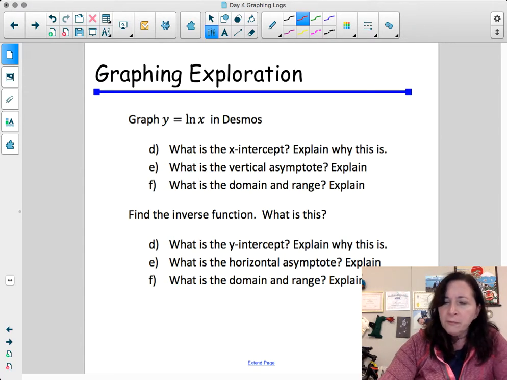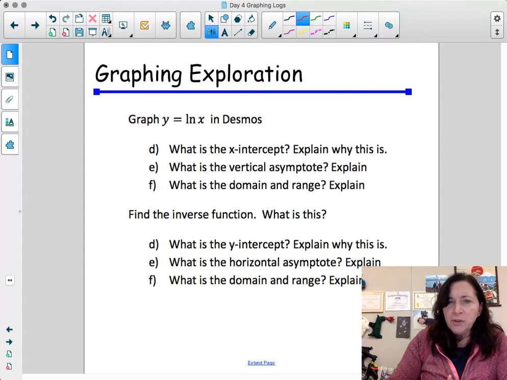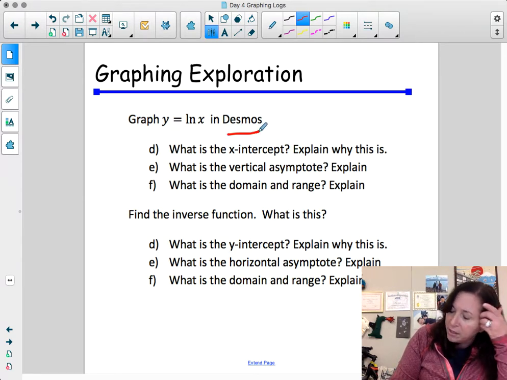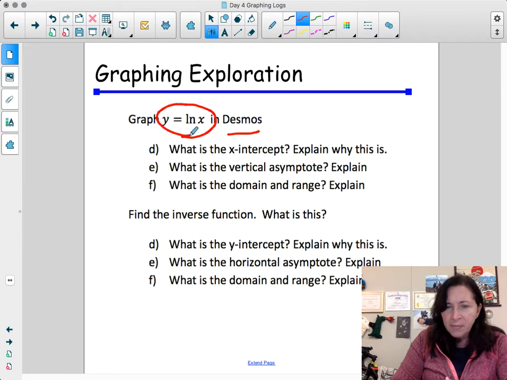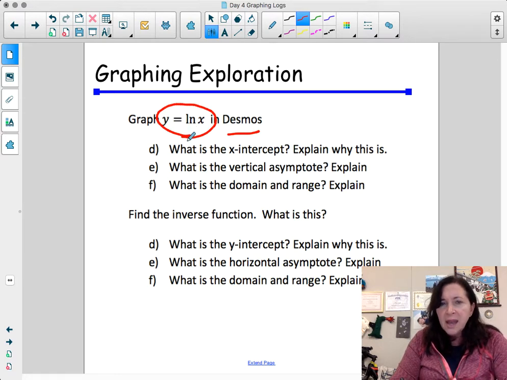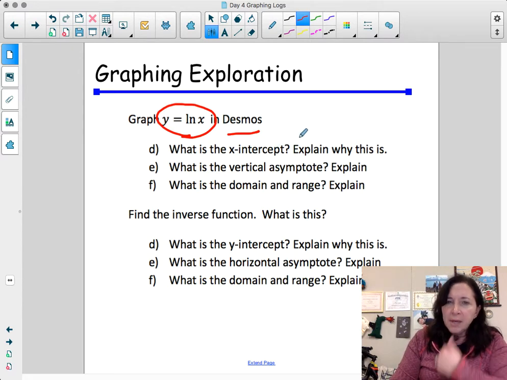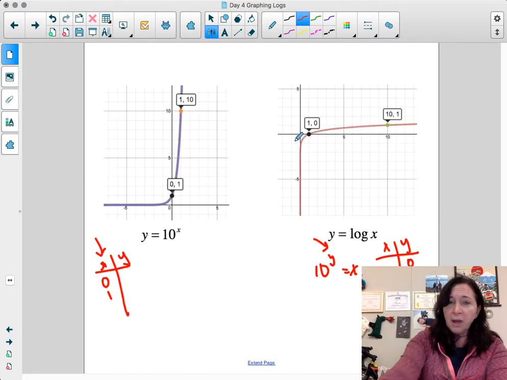So again, we're talking about inverses. If you were to go to Desmos in your graphing calculator application, either on your computer or on your cell phone, I would like you to pause and type in y equals ln of x. Once you're looking at that, try to find: what are my asymptotes? What's the domain and range? That kind of thing. And look at the graph.